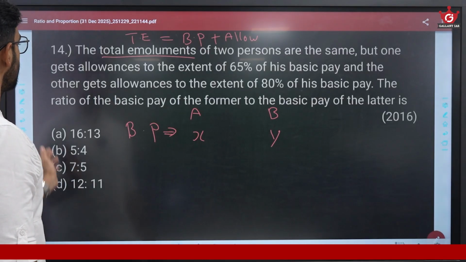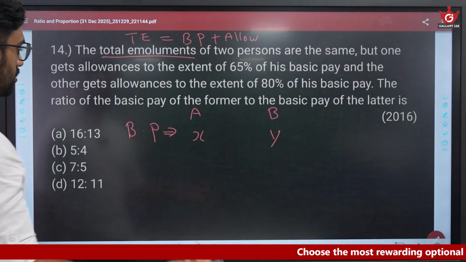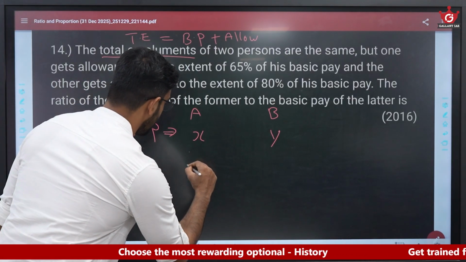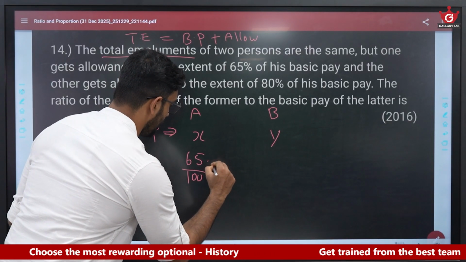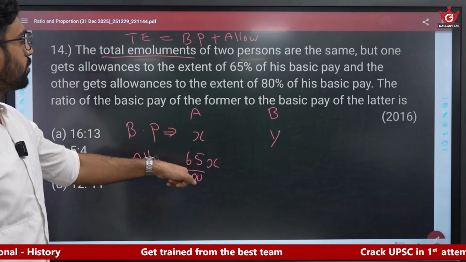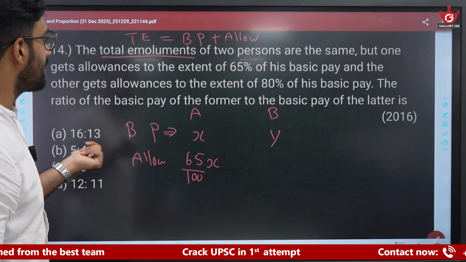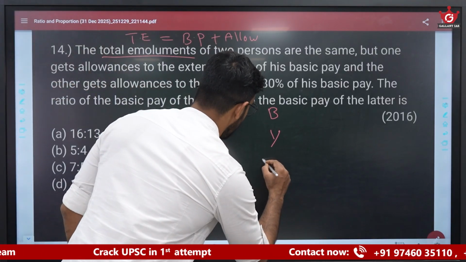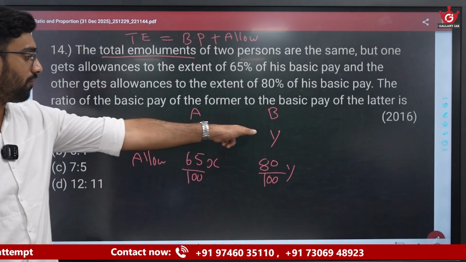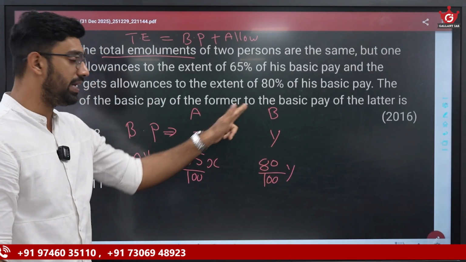Now they say that one gets an allowance of 65%. So A gets an allowance of 65% of X, which means 65 by 100 of X. Now the second one gets an allowance of 80% of his basic pay, that means 80 by 100 of Y, where Y is the basic pay. So B gets 80% of Y as allowance.